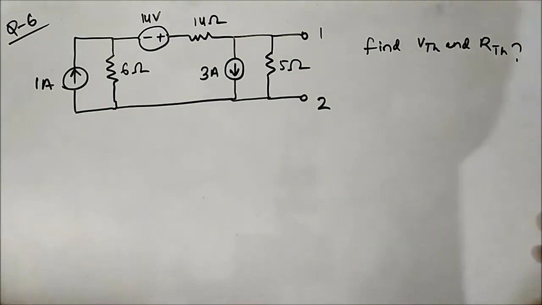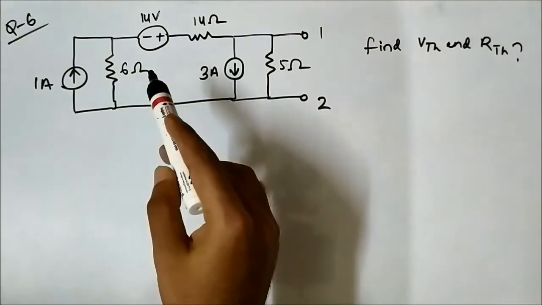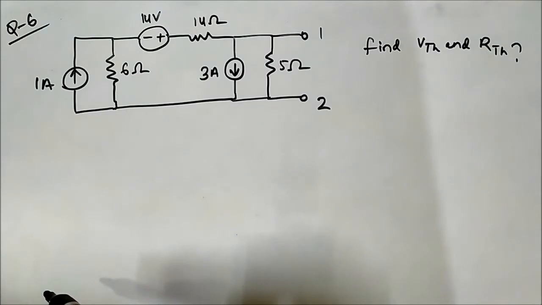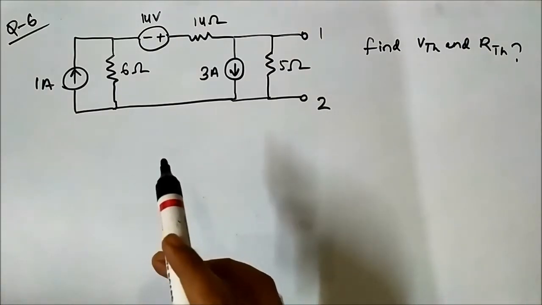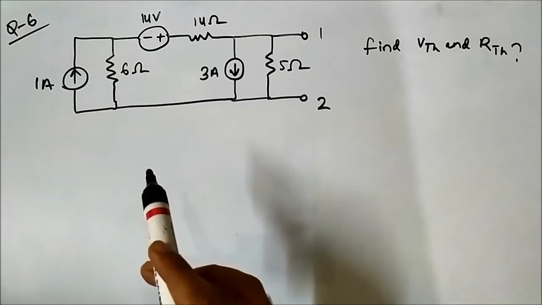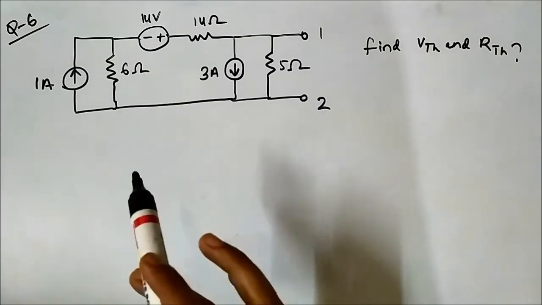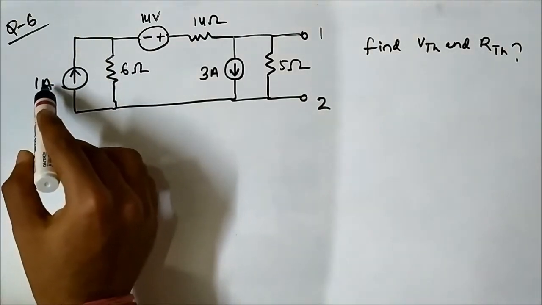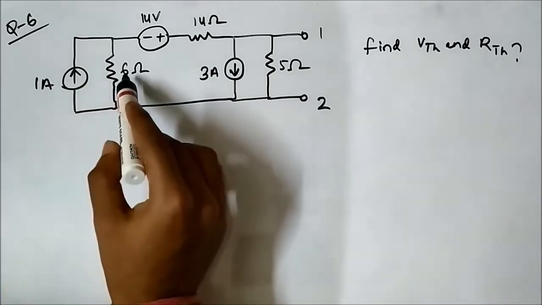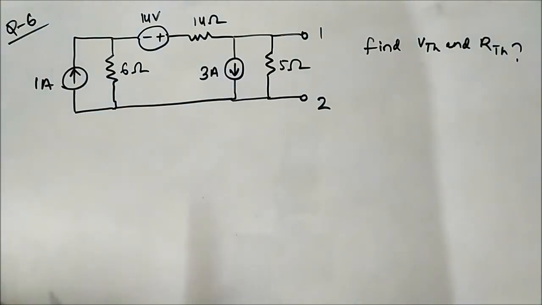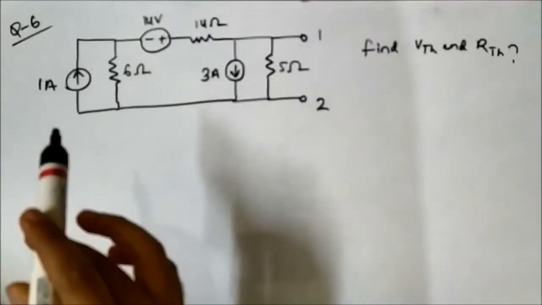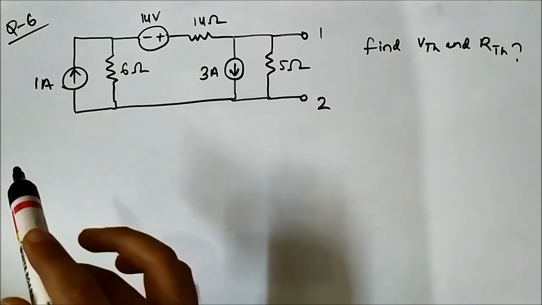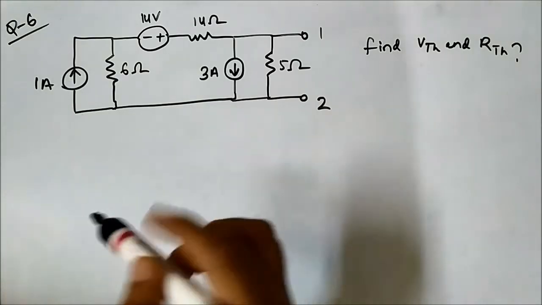So if we see this circuit, if we think what kind of a circuit analysis technique can we apply here so that our calculations become simple, then if you notice this 1 ampere current source and 6 ohm resistance, they are connected in parallel. So we can convert it into a series format by using source transformation.